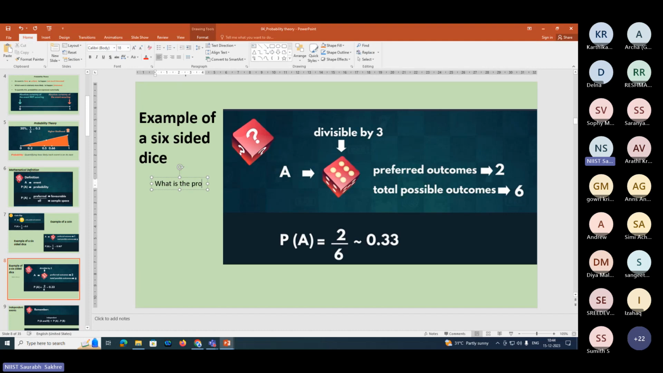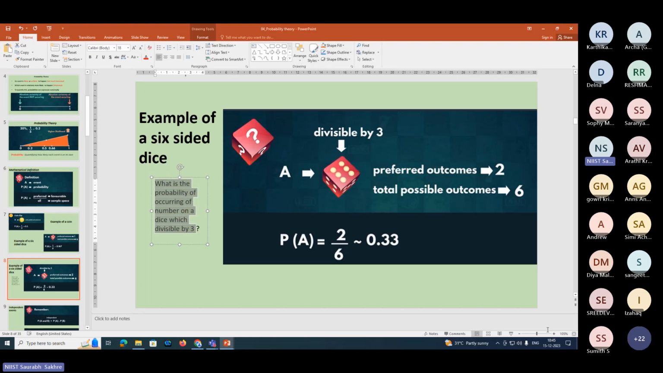What is the probability of occurring of a number on a dice which is divisible by 3? There will be only two such numbers: 3 itself and 6, which are divisible by 3. Others will be in a decimal format.